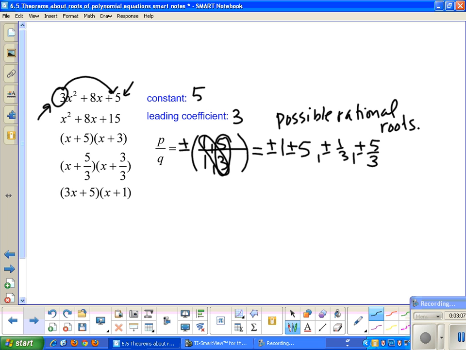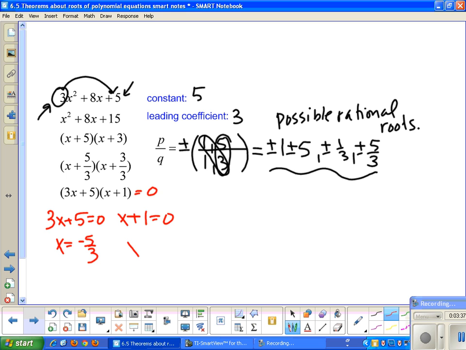A rational number is a number that can be written as a fraction, so it has a terminating decimal or a repeating decimal. If these are the possible rational roots, then with polynomial equations that we cannot factor, we're going to see if we can find the solutions and factor our equation. For this one, it's easy because you can factor and set it equal to 0. So you get 3x plus 5 equals 0, and x plus 1 equals 0. Here you got x equals negative 5/3, and here you got x equals negative 1. So I know that these are the solutions to my equation.